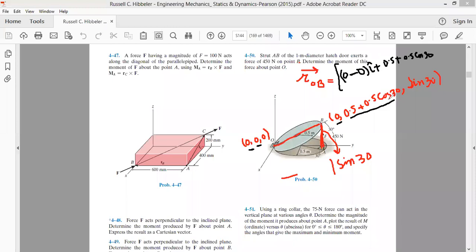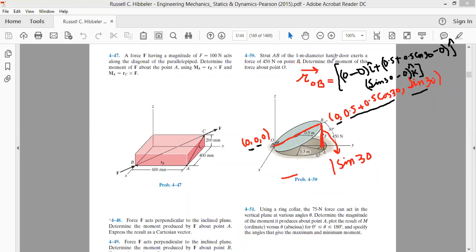This is the y coordinate of point B minus the y coordinate of point O, that is 0. Therefore, this minus 0 is along the j cap. Now, the z coordinate will be sine 30 minus 0, so the z coordinate will be sine 30 minus 0 along k cap.